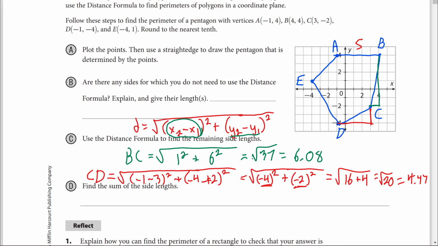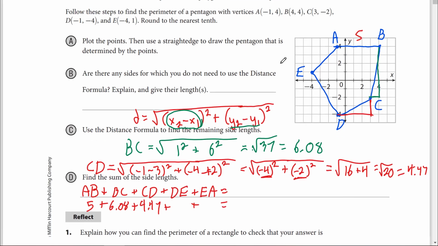So how do we find the perimeter? We add up all the side lengths. So you would add up the value of AB plus the value of BC plus CD plus DE plus EA, and whatever that gets. So we've found 3 of those. And you would go ahead and find the other 2, and then add them together. So that's how you find your perimeter.